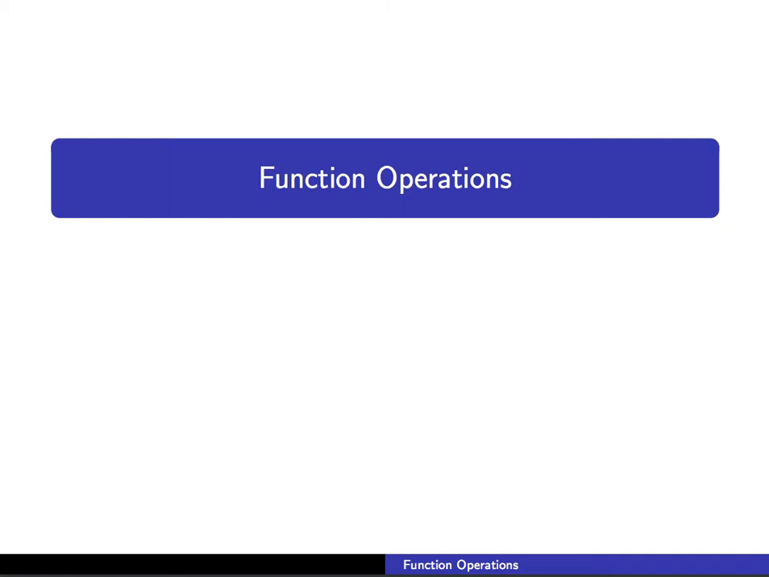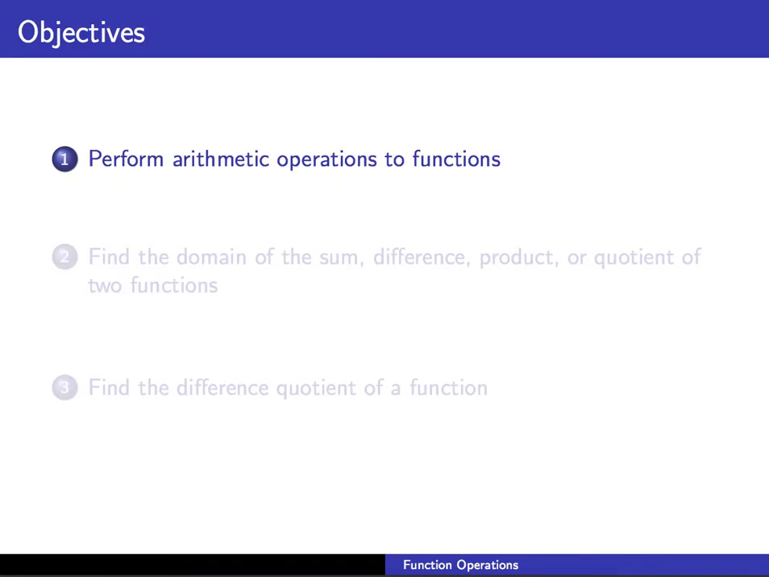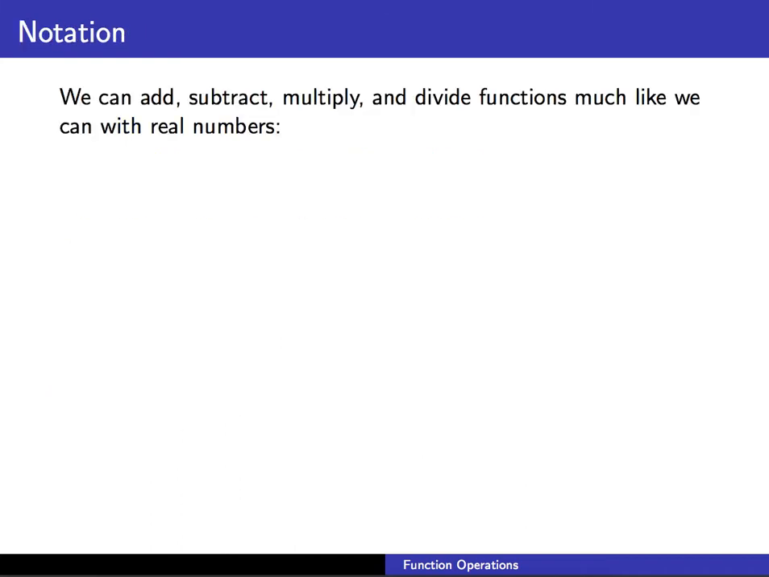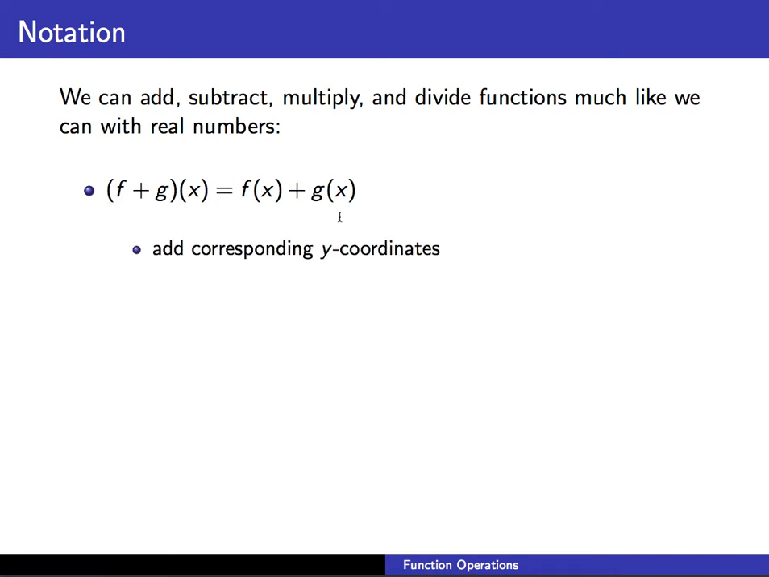In this video, we're going to take a look at operations with functions, such as addition, subtraction, multiplication, and division. So we can add and subtract and multiply and divide functions much like we can with actual numbers. So for instance, the sum of two functions, which is denoted f plus g of x, means you just take the two functions and add them together, f of x plus g of x. In other words, we take their corresponding outputs or their corresponding y values and we add them together.